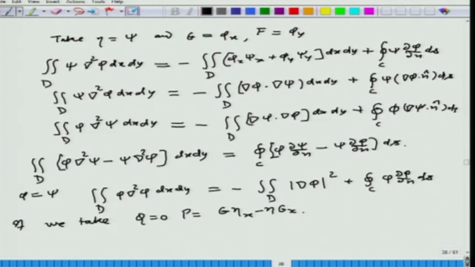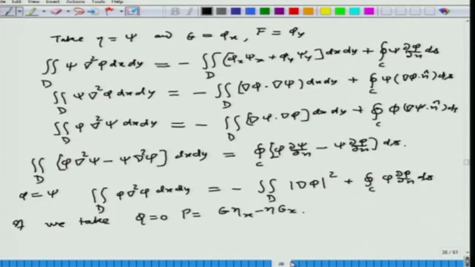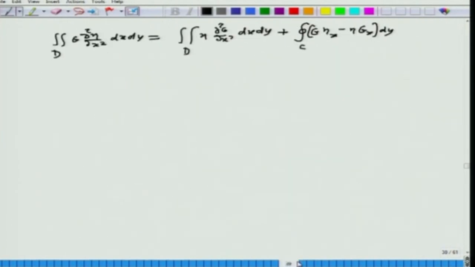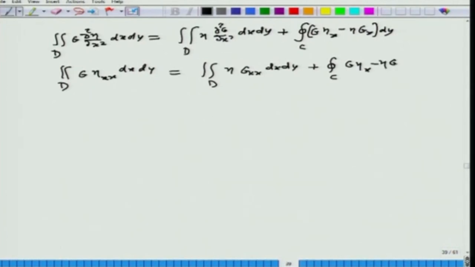So we get only, since we have taken q equal to 0, this term will not be there. We will have only p dy, and p is chosen as g eta x minus eta g x. So we get the same thing here. This is the higher order derivative integration by parts, because now two derivatives are being shifted onto g. Here eta x x, in short form, g eta x x dx dy is equal to the integral over D of eta g x x dx dy plus the boundary integral of g eta x minus eta g x dy.